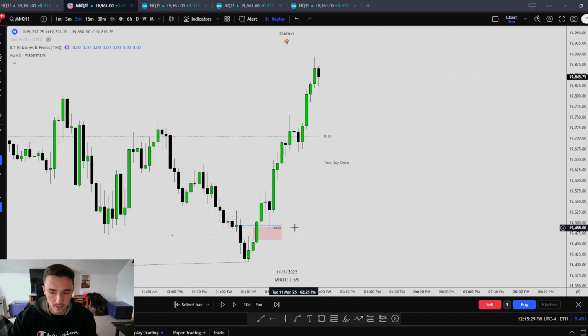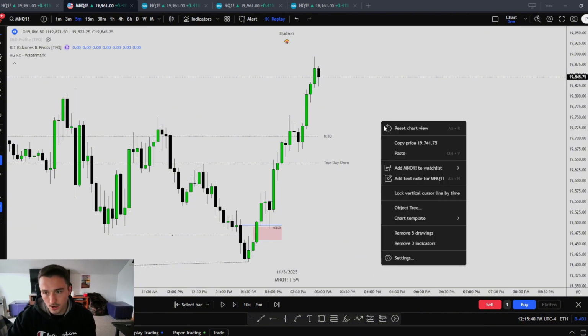And if you're not confident in entering on the 5-minute, wait for the 15-second to align with the 5-minute, right? So you keep going lower and lower in time frames, and you can narrow down an entry even better, right?